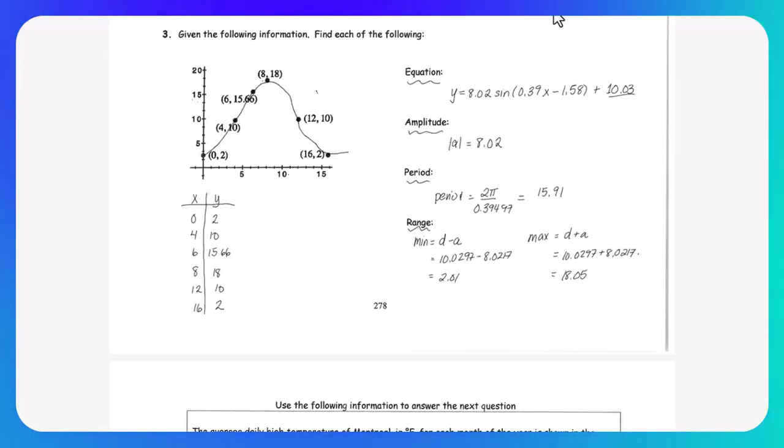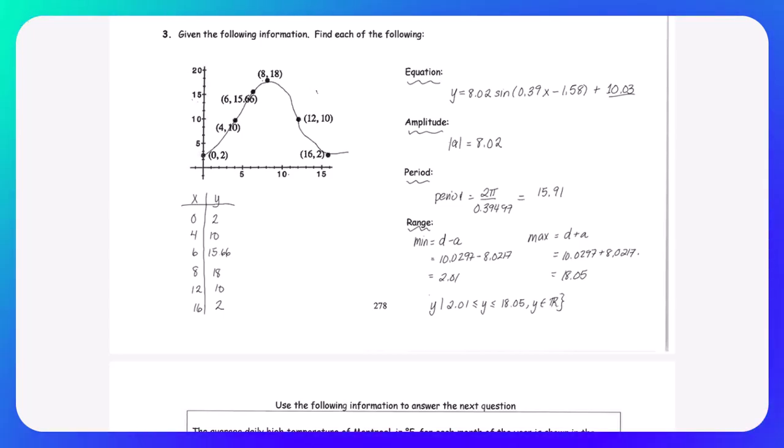So now that we have our minimum and our maximum, we can figure out the range, and the range is y, such that, starting with the minimum, always start with the minimum, less than or equal to y less than or equal to max, where y is an element of the real numbers, and get our little curly brackets in there. There we go. How'd you do? Did you get it? I hope so.